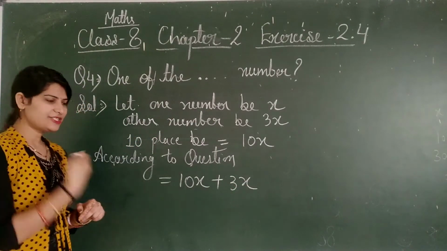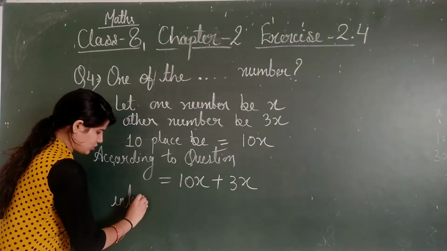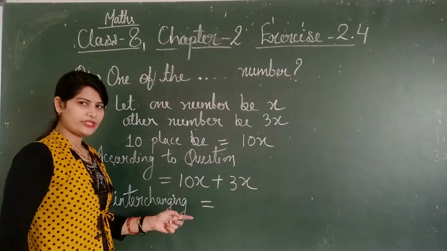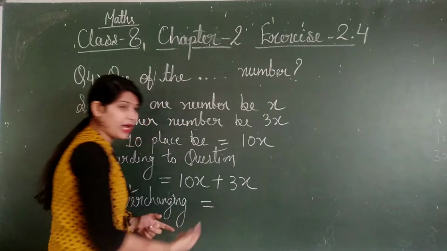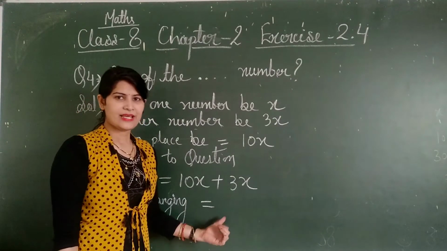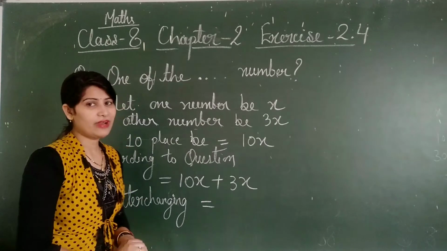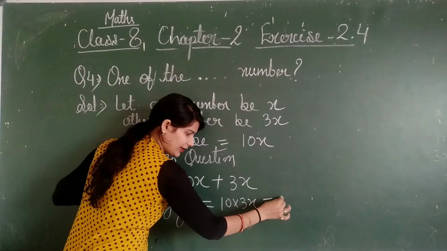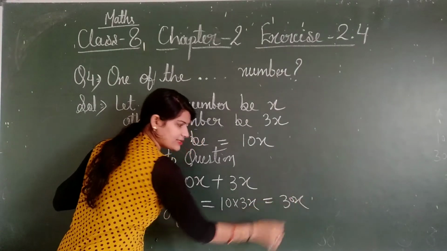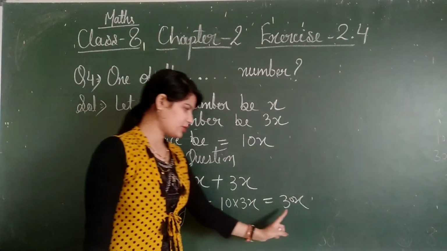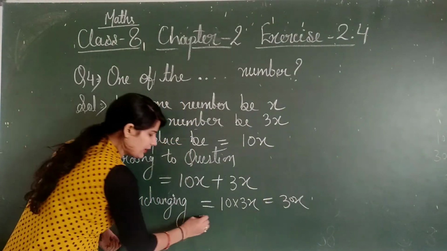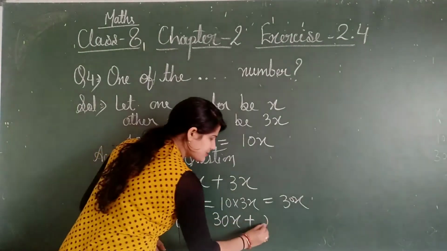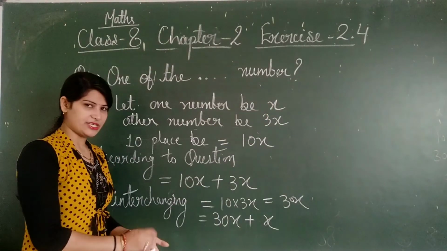Now by interchanging, you will get, according to the question, interchange the values. What you will get? Now 3x is the tens place and x is the ones place. What we have to do? Tens place means 10 into 3x. So what you will get? Tens place 10 into 3 means 30x. Now you will get 30x plus here the one digit is x. Okay, interchange. Don't be confused.